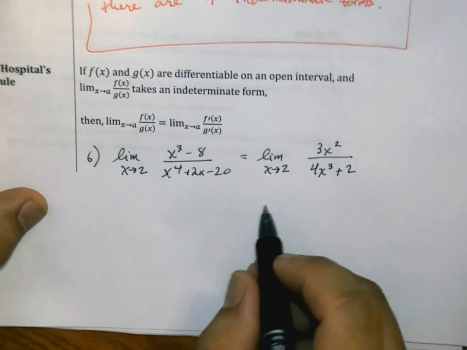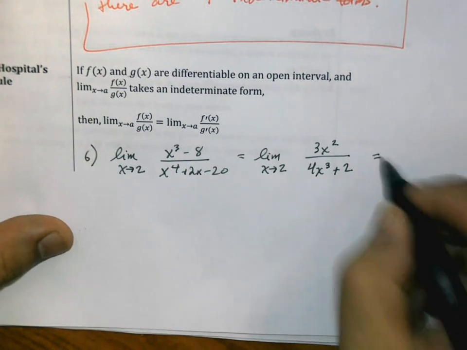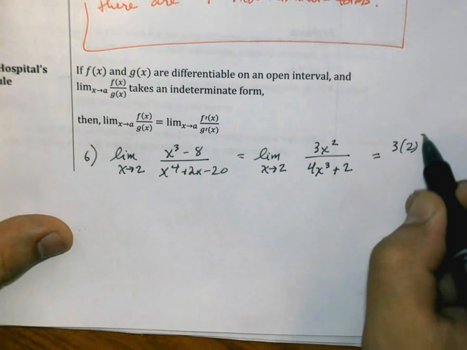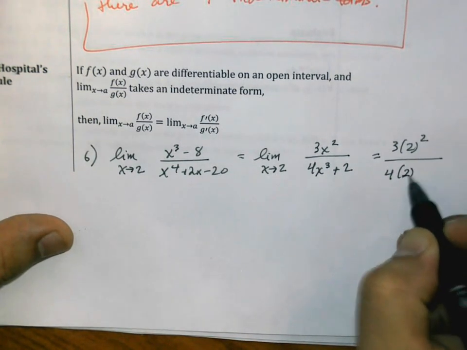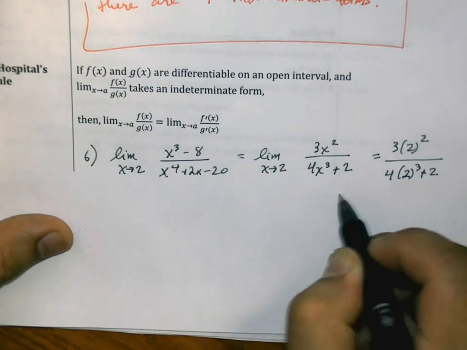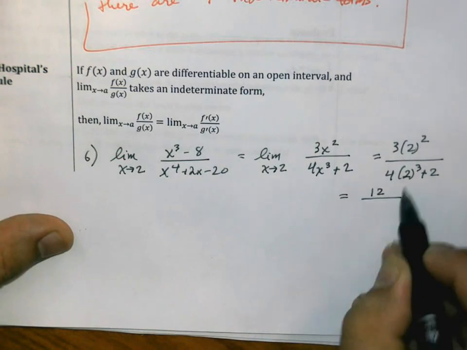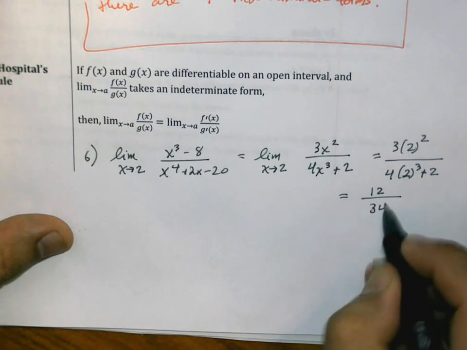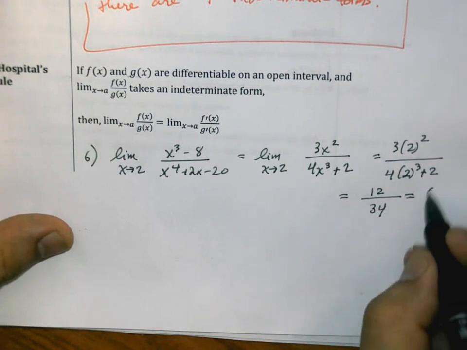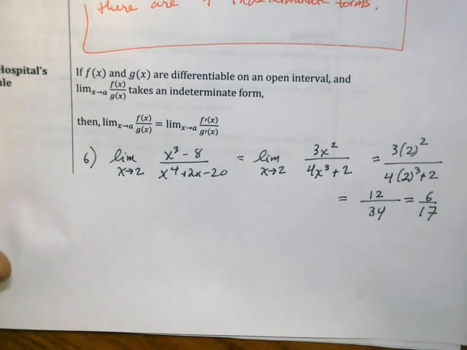Now we can actually try direct substitution. In the numerator, we end up with 3 times 2 squared. In the denominator, we get 4 times 2 to the 3rd plus 2. So the top, that's 4 times 3, so that's 12. In the denominator, that's 4 times 8, so that's 32 plus 2, so that's 34. So this limit actually approaches 6 over 17. So that's us applying L'Hopital's rule.